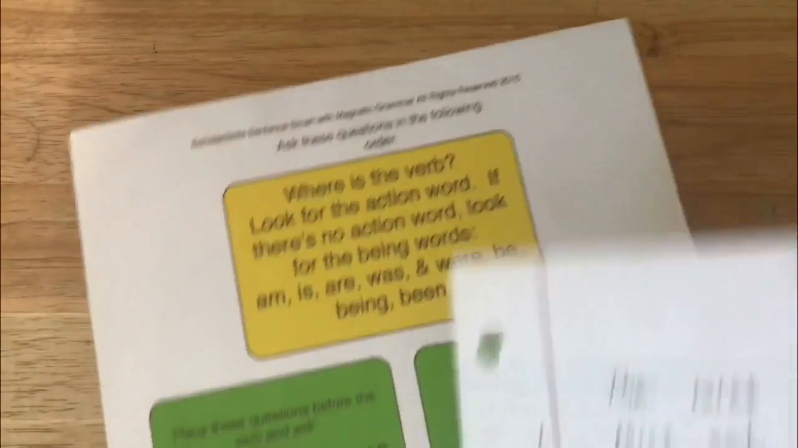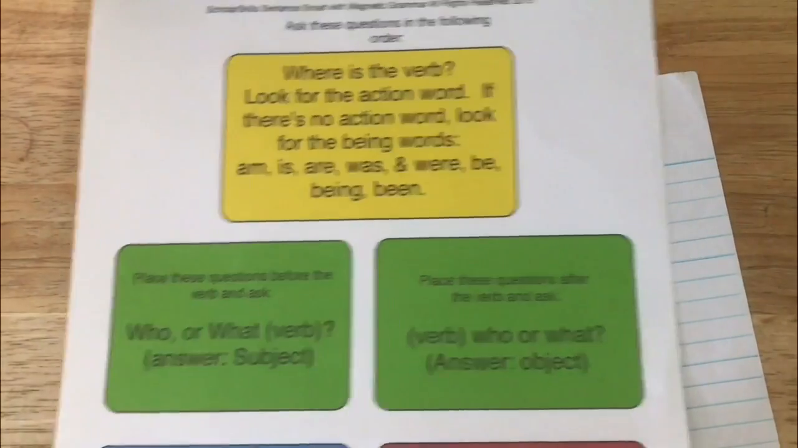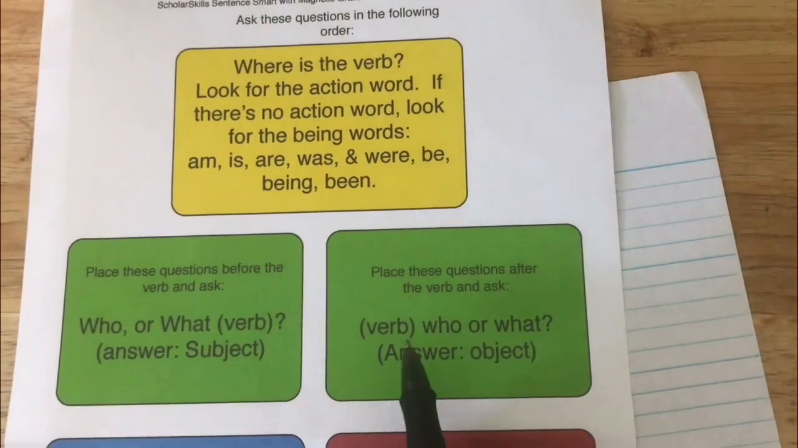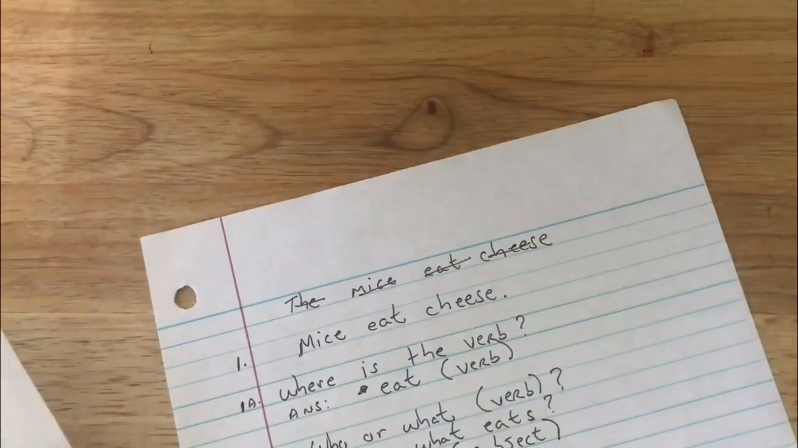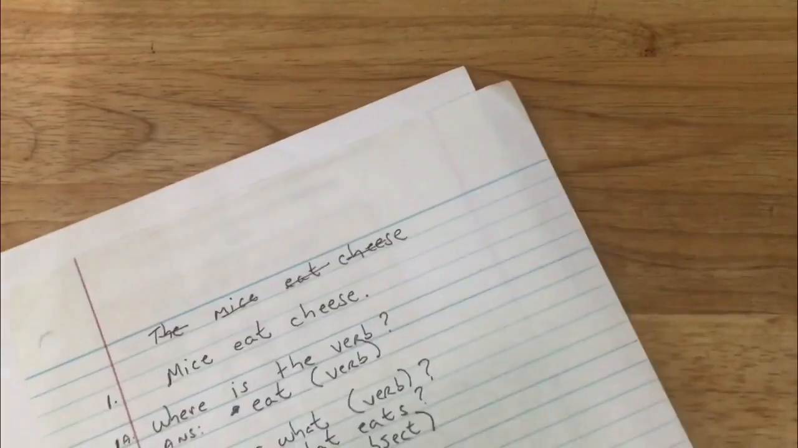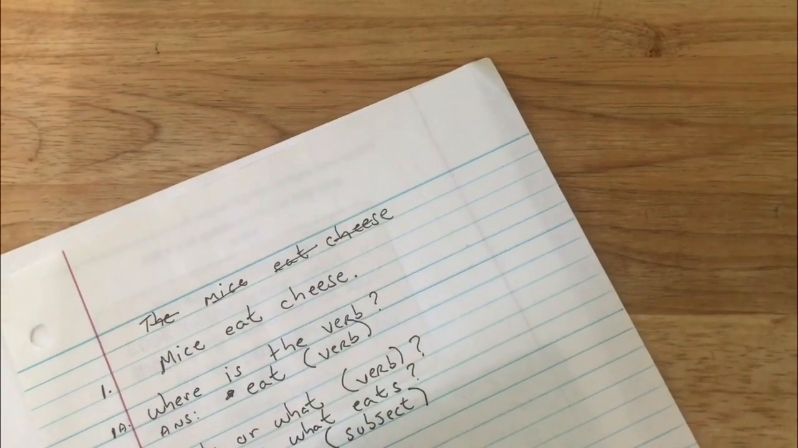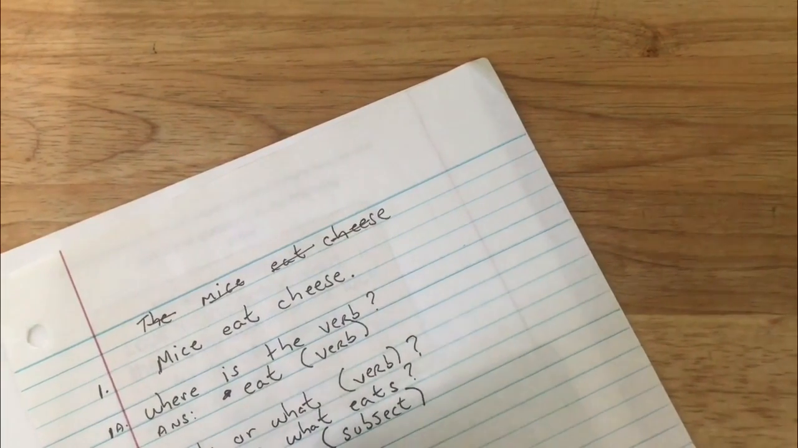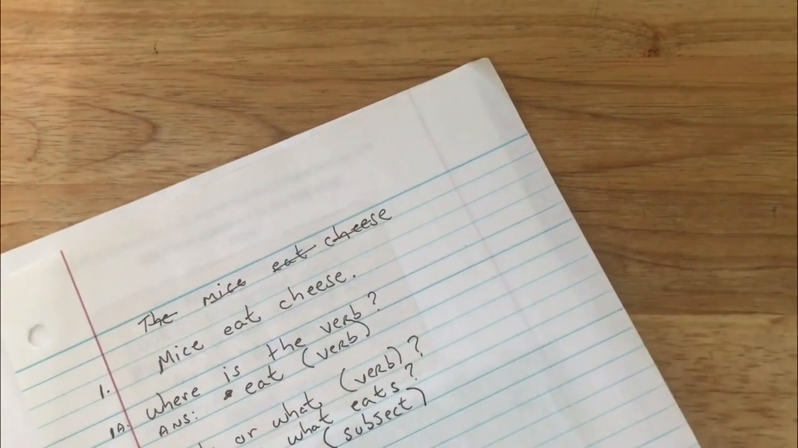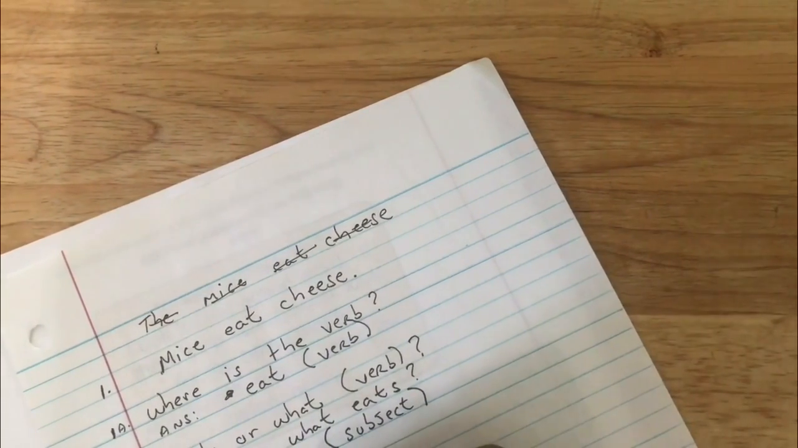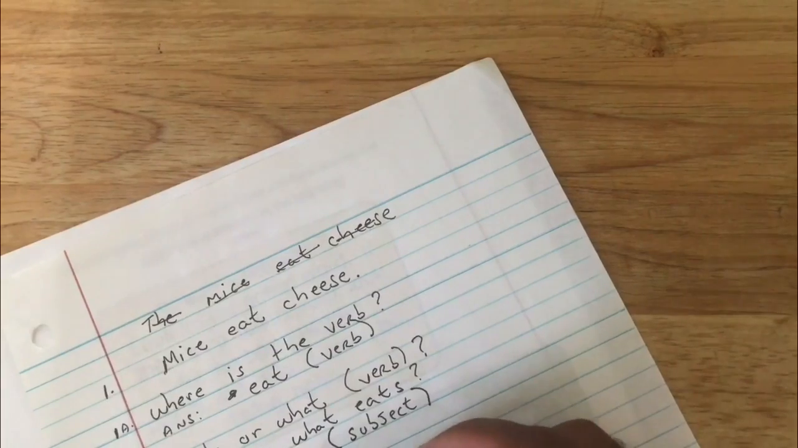What's my next question? Let's take a look at my chart, and you'll have a chart just like this. My next question is verb who or what? So I'm going to ask that question just the way I see it written here, and I'm going to ask it this way. Now I'll put 3A here. Verb, put my parentheses around it because I know I'm going to fill it in later. Verb who or what?